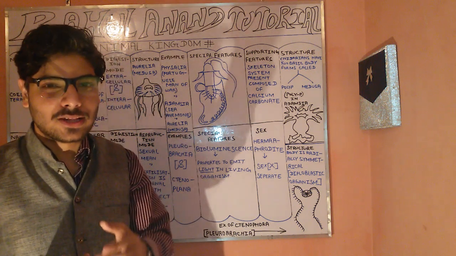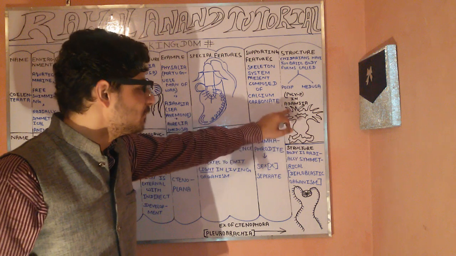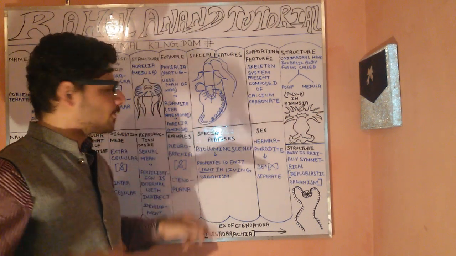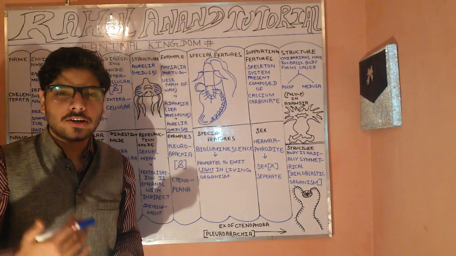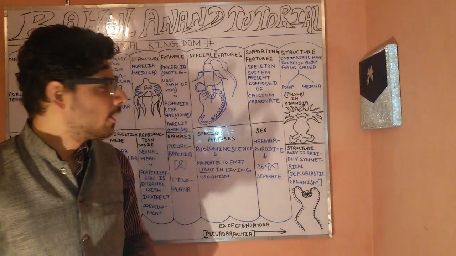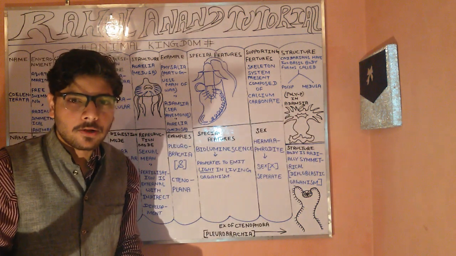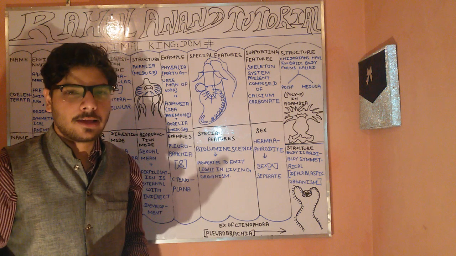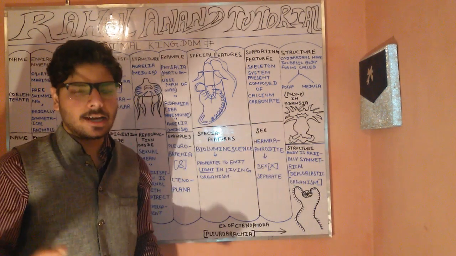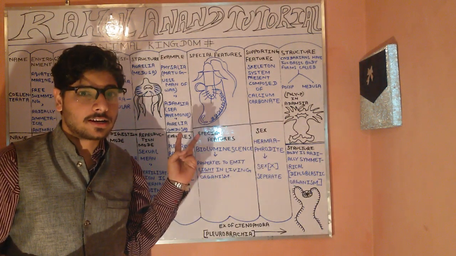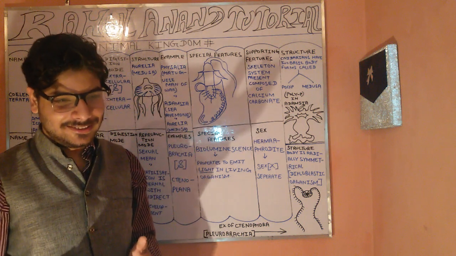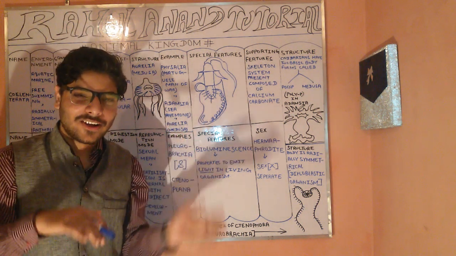You can find on the board the case of the medusa. Medusa will be found in the Aurelia. In the case of the polyp, we have the Adamsia. So this is the structure related with the Coelenterata.